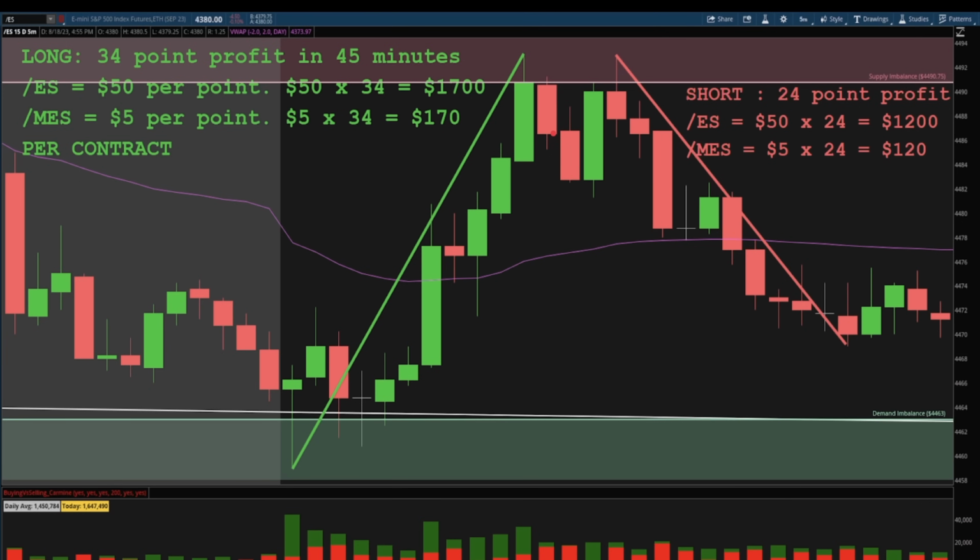But our $50 can then turn into $170, and this is a similar approach with options. Now to the downside, if we were to short this move, it's a 24-point profit off of the supply zone, the pink box. ES, $50 times 24 points is $1,200 profit. You divide that by 10, because again, the micro contracts are a tenth of the value. We get a $120 profit.